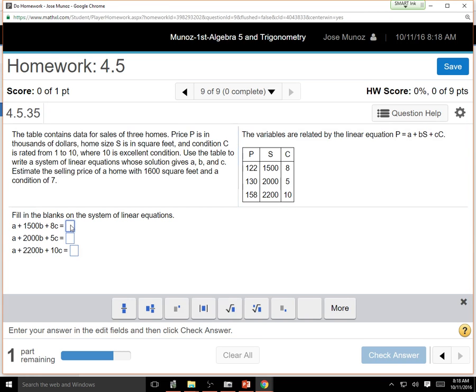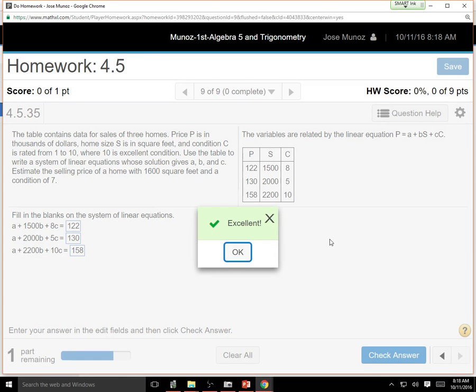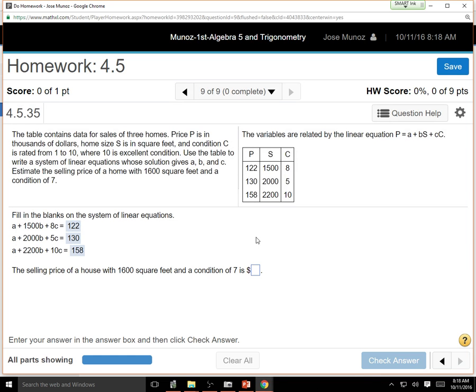Now, if you come over here and plug in simply the prices, because that's what you have here, right? You're just going to go 122, tab, 130, tab, 158, and that's pretty much the system there, because you've got 3 equations for price. Check that answer. We're good to go. Questions there? All right, cool. So, and then it's asking us, what's the selling price of a house with 1,600 square feet? Well, what you have to do is you're going to have to solve the system. Because what it's having you do is create an equation and find A, B, and C.